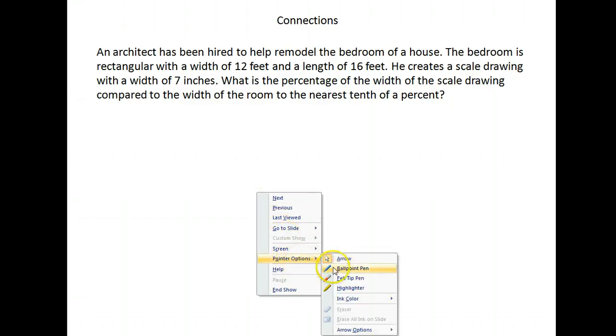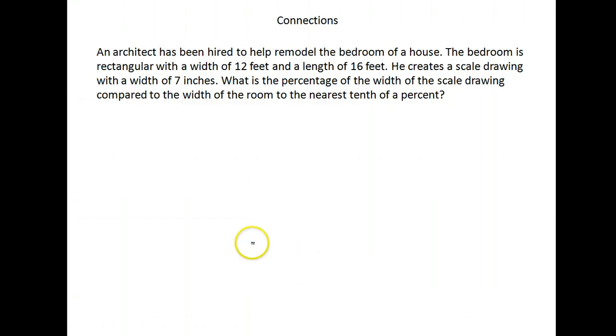Okay, so here are connections questions. Here's the first one. It says an architect has been hired to help remodel the bedroom of a house. The bedroom is a rectangle. I'm going to draw a picture of it so that I kind of have in mind what it looks like.